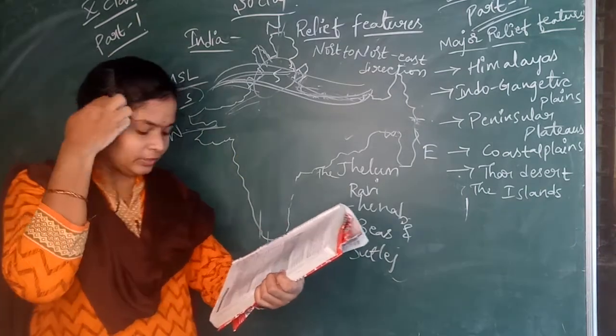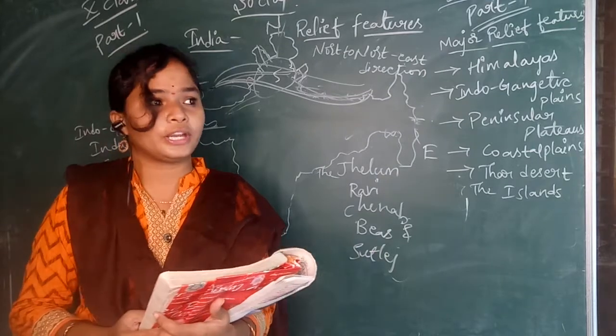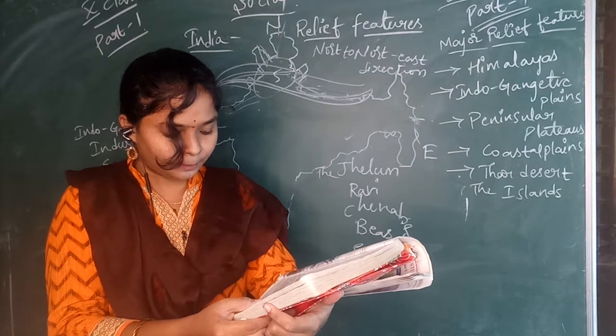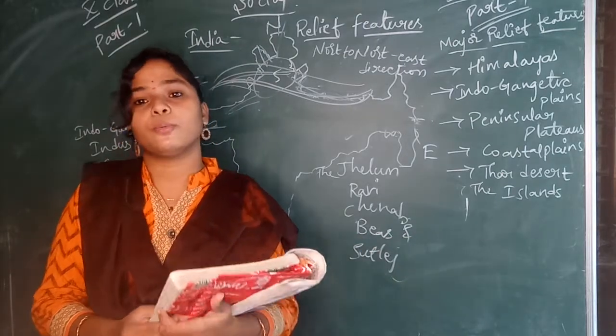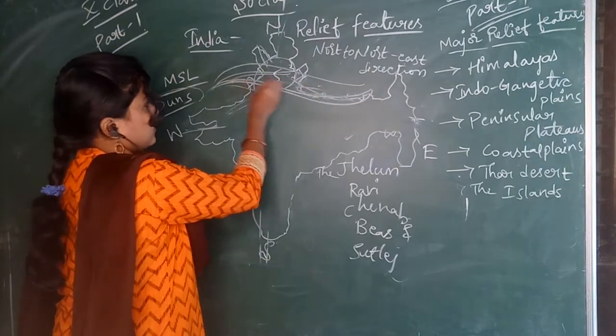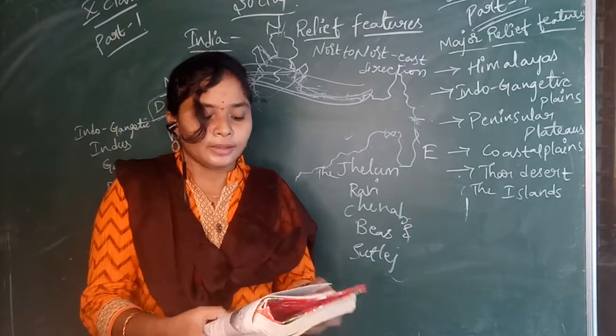So most of the Indus river is located in Pakistan. The Indus river is located in Pakistan, and a minor portion is in Punjab and the plains. So most of the river basin, the whole river basin, flows to Pakistan. Okay, most of the river is in Pakistan.